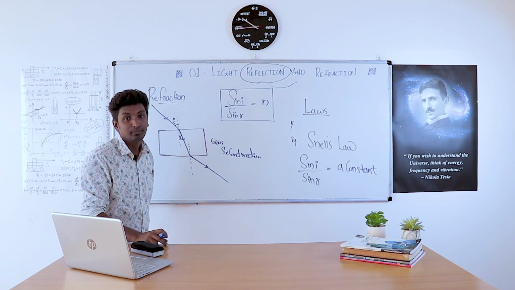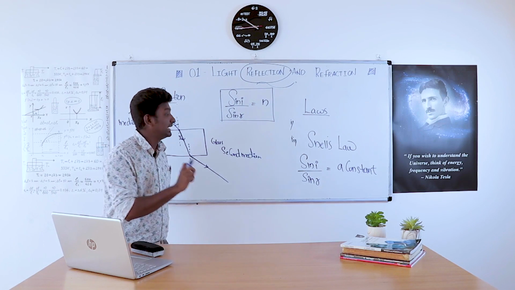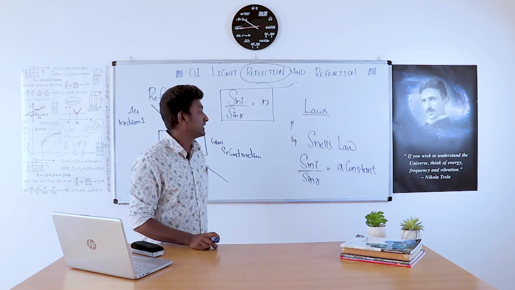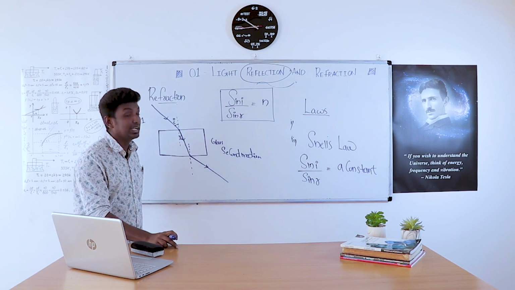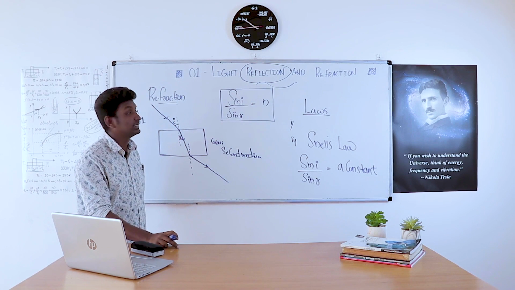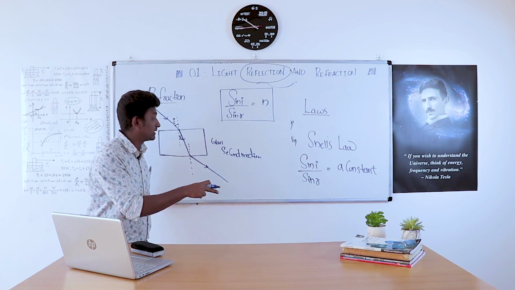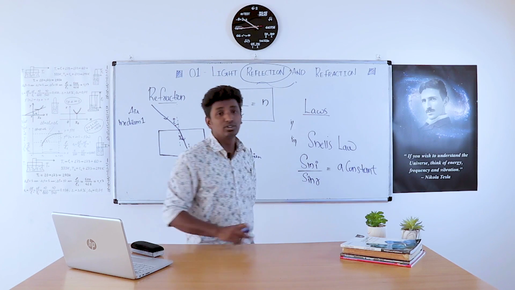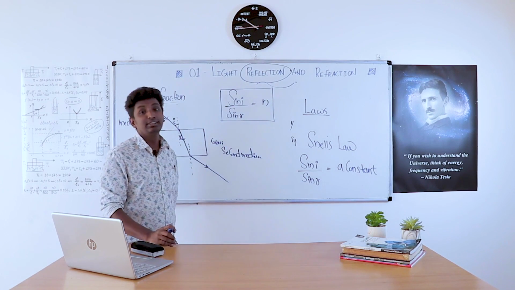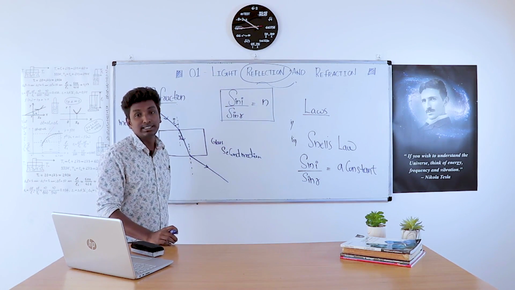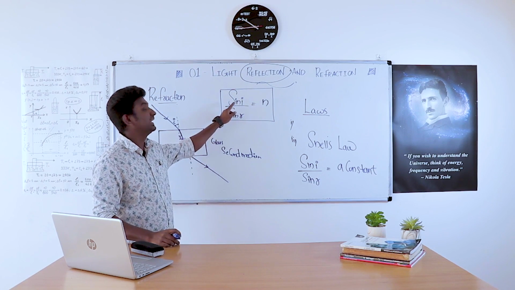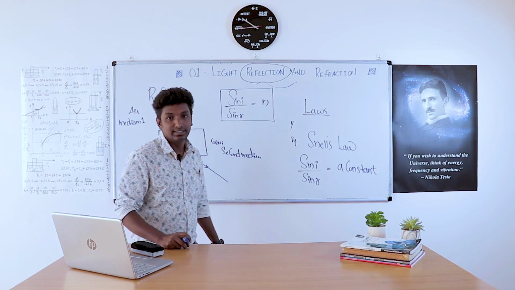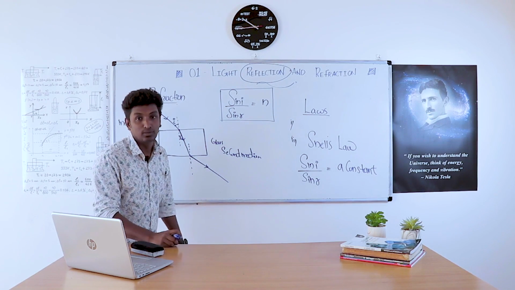What is Snell's law? The ratio of sine of angle of incidence to sine of angle of refraction is a constant. So we can write sin i by sin r is equal to a constant, and that constant is known as the refractive index of the medium, represented by small letter n. So sin i by sin r is equal to n. This is called Snell's law.